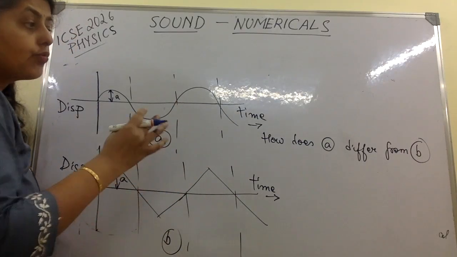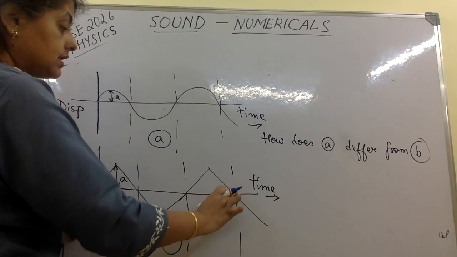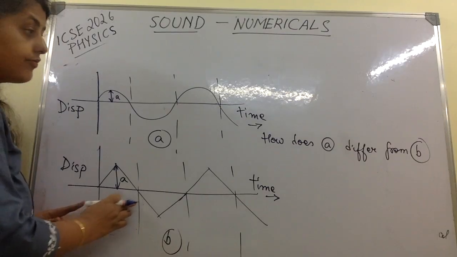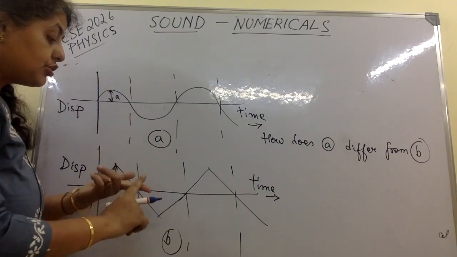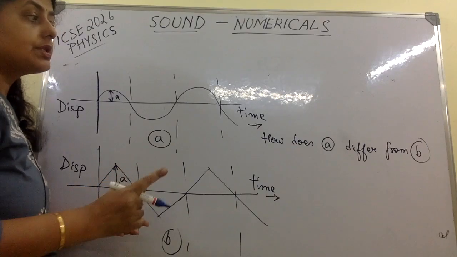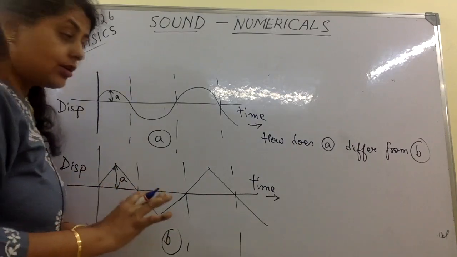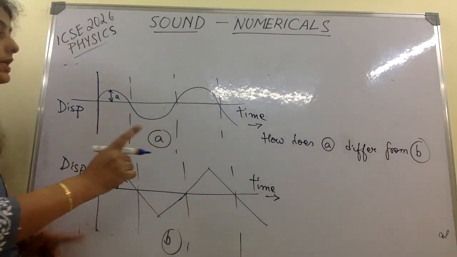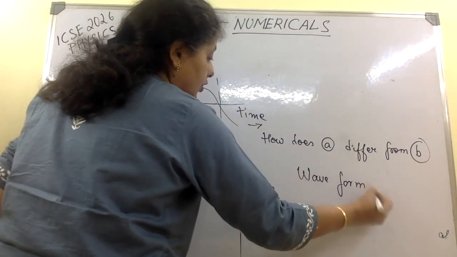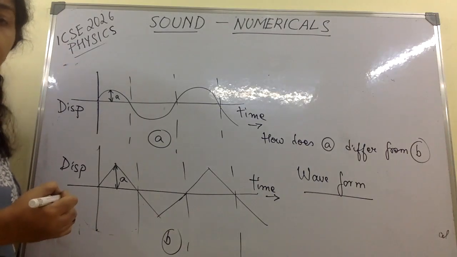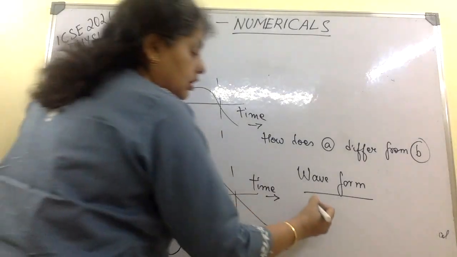Now what is it differing in? Frequency also is the same, because if they are using time, let's say 3 seconds, then they are forming 1.5 wave. Here also they are forming 1.5 wave. So frequency is also the same. So amplitude is the same, frequency is the same. What is different? Okay, so they are not identical graphs. What is different is the waveform. Waveform is different.